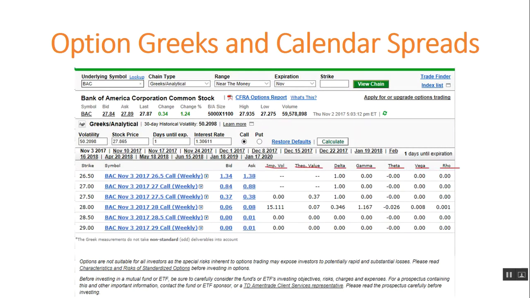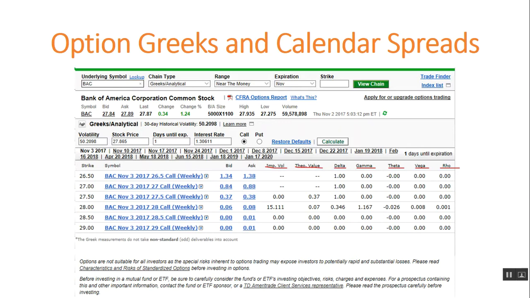These are the option Greeks, okay? And you can see there are several of them. The first one is implied volatility. The second one, theo value, stands for theoretical value. The third one is called delta. The fourth one is gamma. The fifth one's theta. The sixth one, vega. And the seventh one is rho.